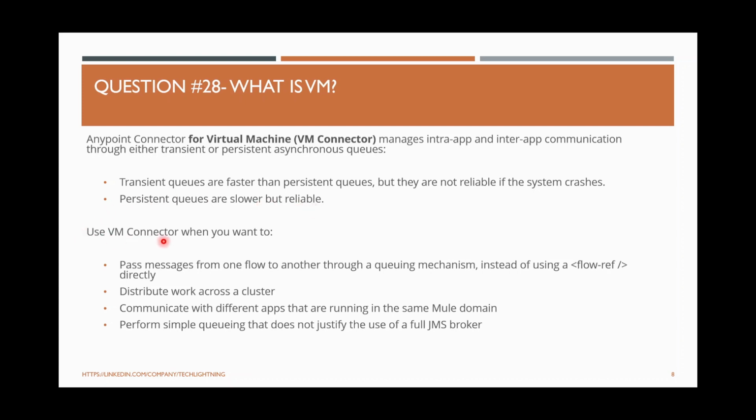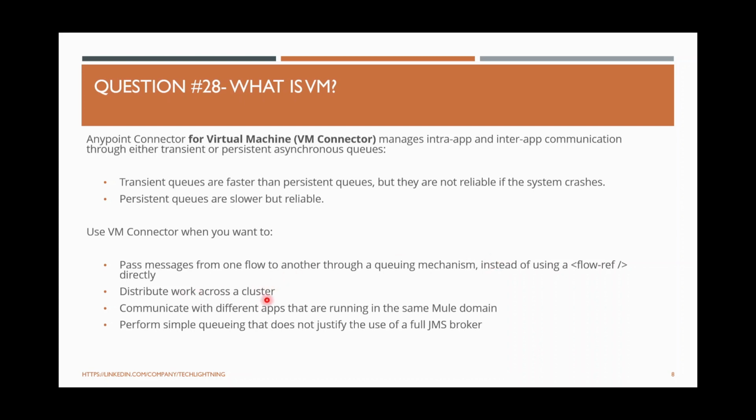Use the VM connector when you want to pass a message from one flow to another through a queuing mechanism. For example, you have a flow A and a flow B. What are the different ways you can invoke flow B from flow A? You can use a flow reference also. But if you use the VM connector, you can publish the message to a queue and asynchronously subscribe as well. This way you can use queuing in between to push the data to another application or another flow.